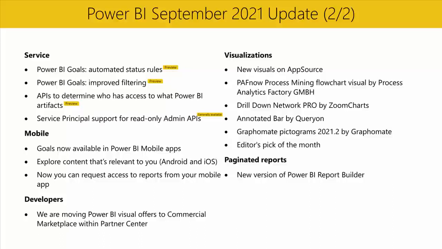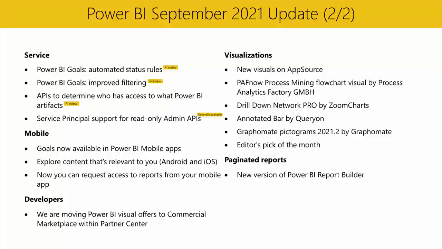And updated this month are the PAF Now Process Mining Flowchart visual by Process Analytics Factory GmbH, the Drill Down Network Pro visual by Zoom Charts, the Annotated Bar Chart by Quirion, the Graphimate Pictograms visual by Graphimate.